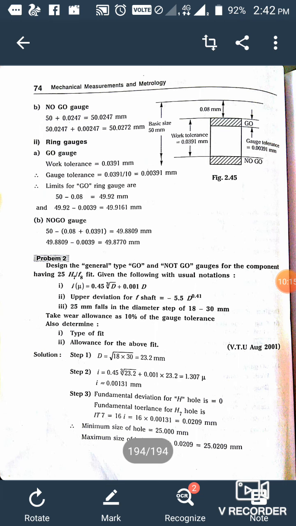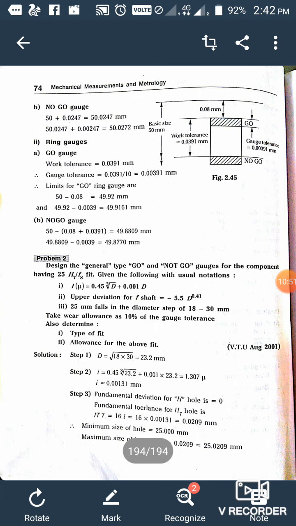Then next, the no go gauge: basic size minus the fundamental deviation minus the work tolerance. So it is 49.8809 mm, one dimension. Another dimension is 49.8809 minus the gauge tolerance, that is 49.877 mm. So this is about the gauge design.